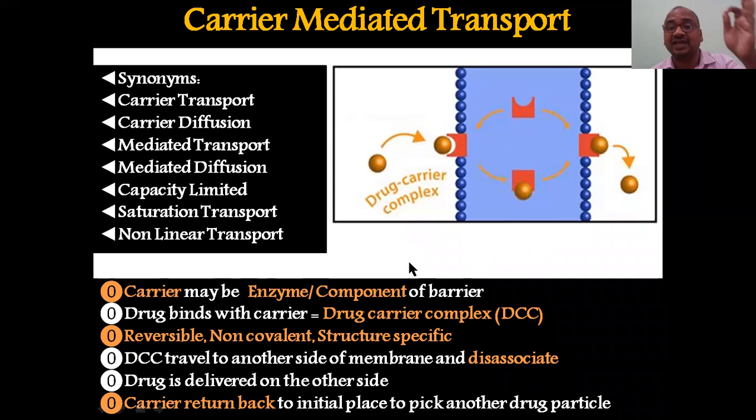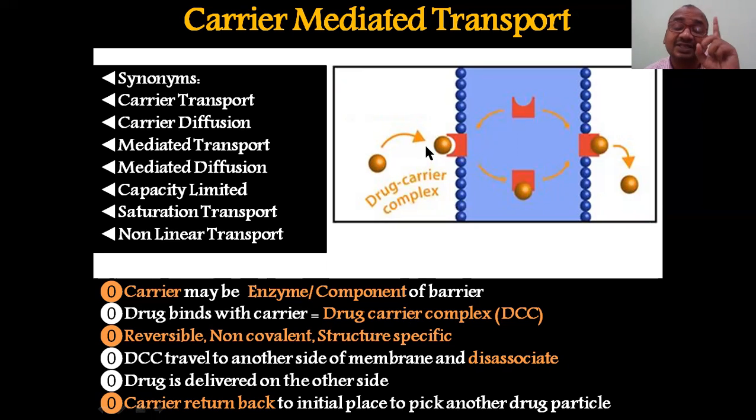The drug binds with the carrier and forms a DCC, a drug carrier complex. See, this is the complex. It is reversible. That's why here it is delivered and again it is coming back. It is a reversible, non-covalent bond. There is no covalent bond involved. A covalent bond is a permanent bond, so here a non-covalent bond is involved.